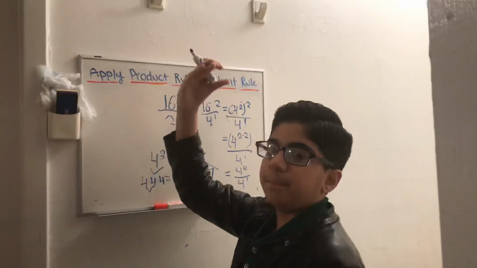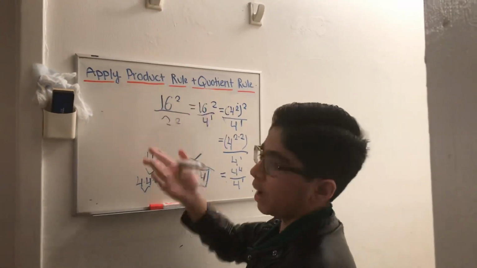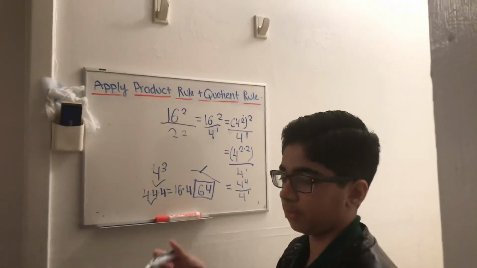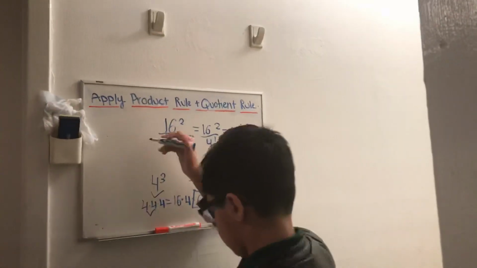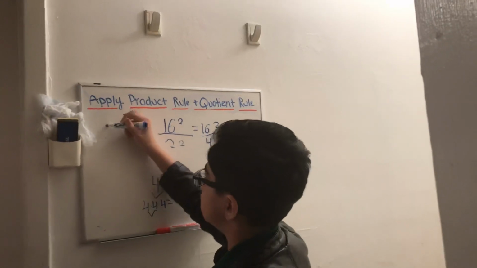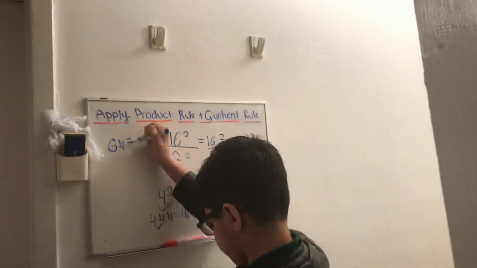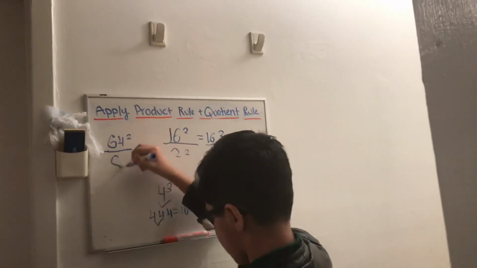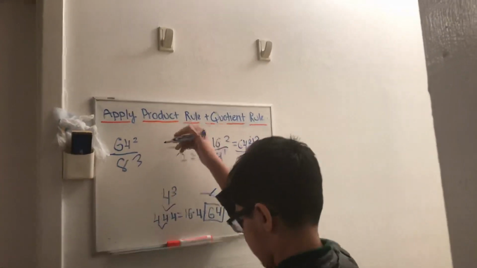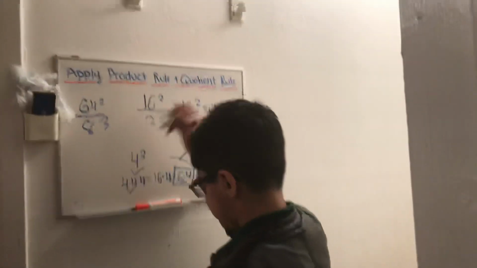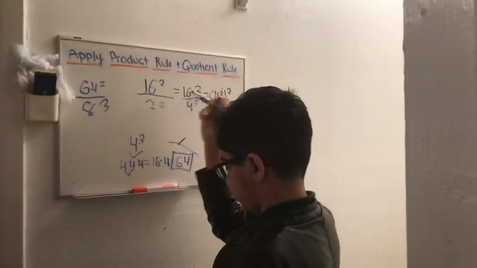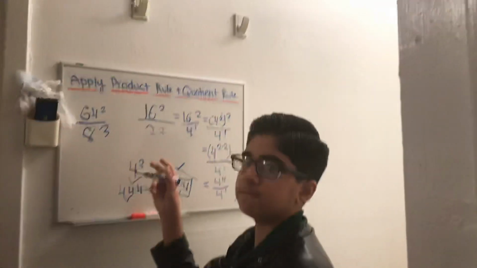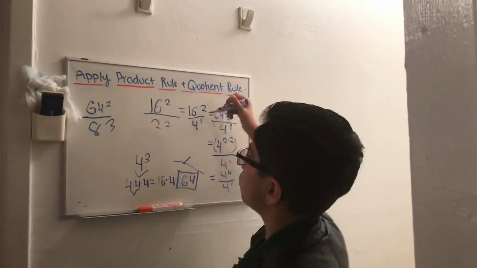Let's just deal with bigger numbers because, in my opinion, we're just dealing with smaller numbers in this video. Let's take a look at bigger numbers slightly. 64 squared over 8 to the power of 3. So now, essentially, what we will do in this equation is the same thing as we did here.